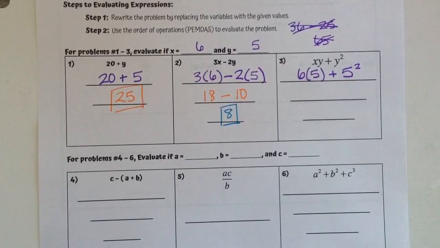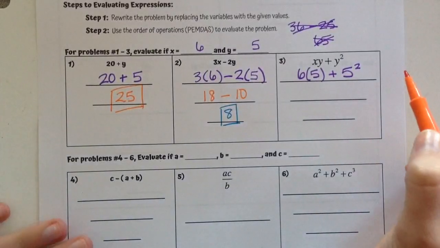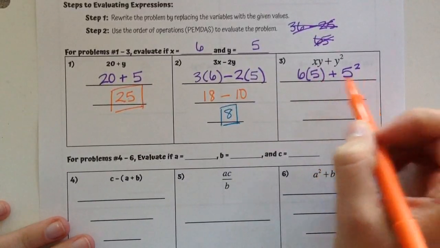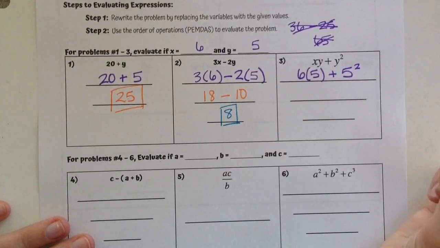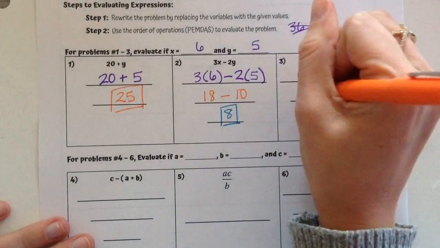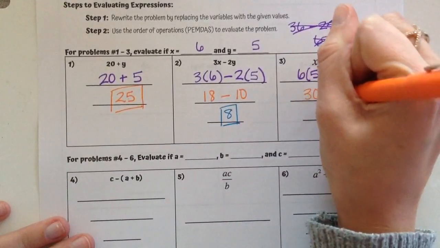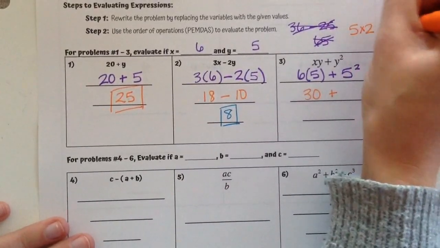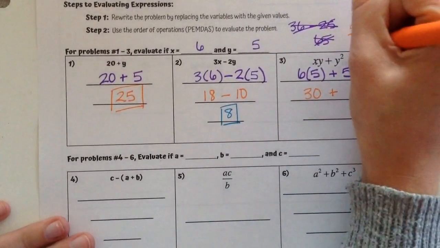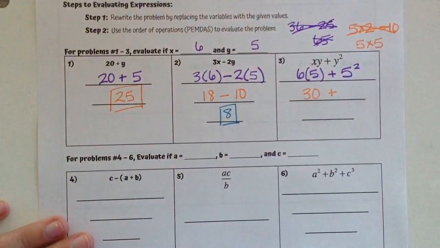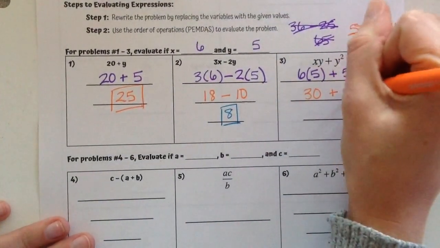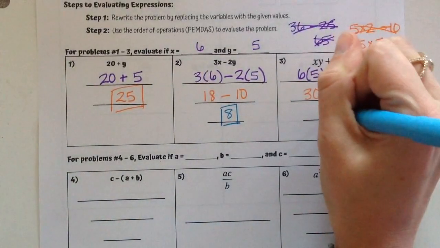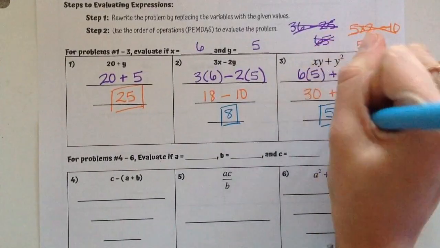In this next step, I am going to show that I'm going to do the multiplication here and the exponents. It's okay if you do them at the same time. If you want to do them separately, that's fine too. So 6 times 5 is 30, plus 5 to the second power is not 5 times 2 equals 10. That's wrong. Remember, 5 to the second power is 5 times 5. 5 times 5 is 25. And then our last step, 30 plus 25 gives you 55.